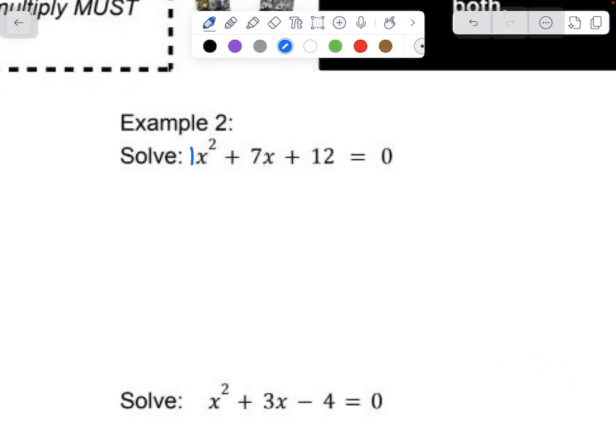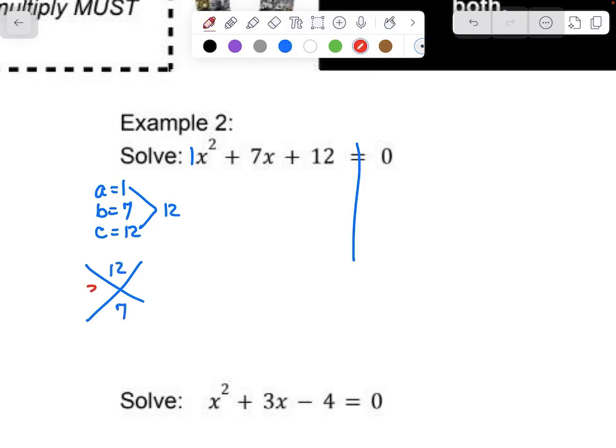All right, let's look at this one. Again, I want to make sure it's in standard form, and it is. There's no common factor, and so I'm going to go ahead and identify a, b, and c. Two numbers that multiply to give me 12, that add to give me 7. I know from a previous problem that's going to be 3 and 4. So this factors to be x plus 3 times x plus 4.